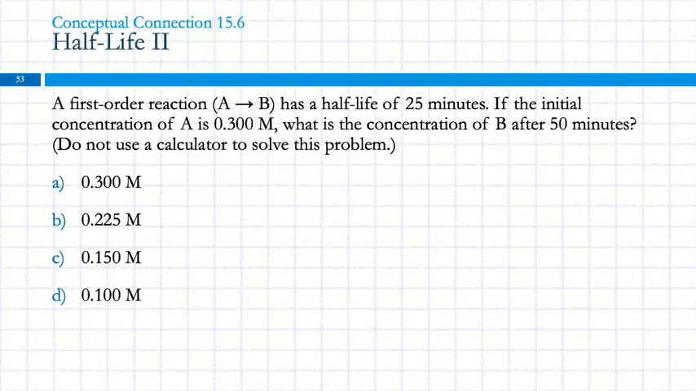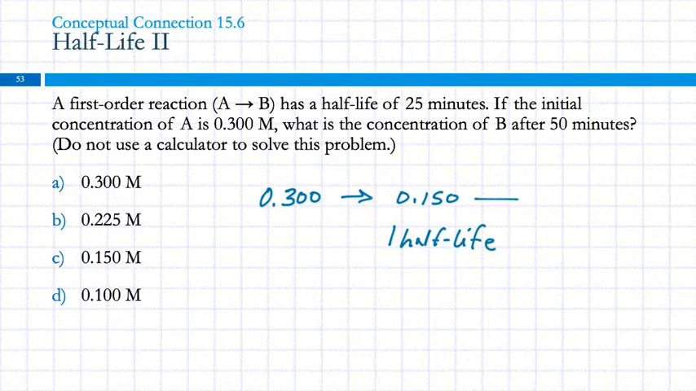Well, the half-life is 25 minutes. It's asking us about 50 minutes. How many half-lives is that? 2. So we take the initial concentration and cut it in half. That's 1 half-life, so that would give us 0.15. We start with 0.3, we go to half of that, 0.15. So this is at 1 half-life.